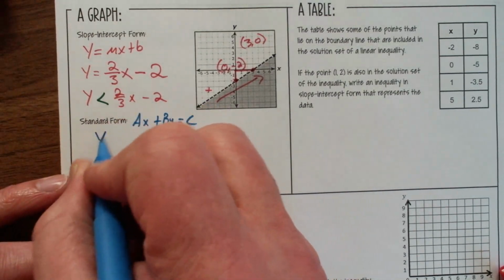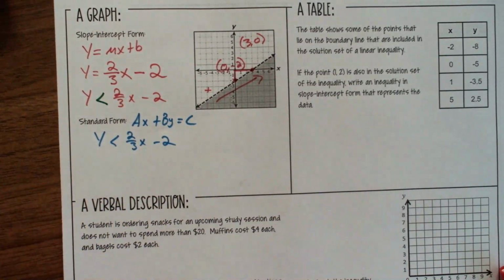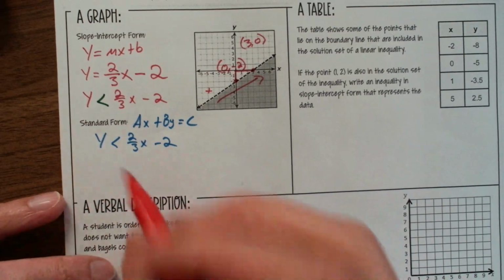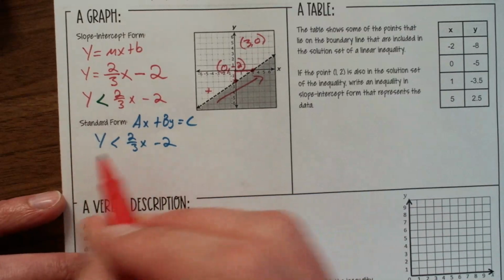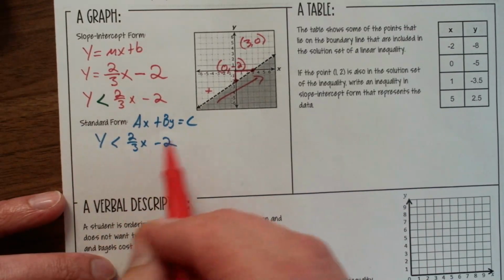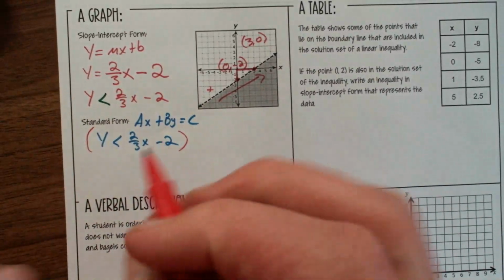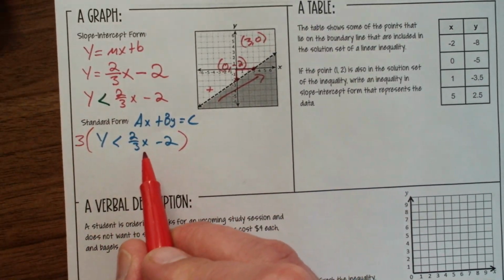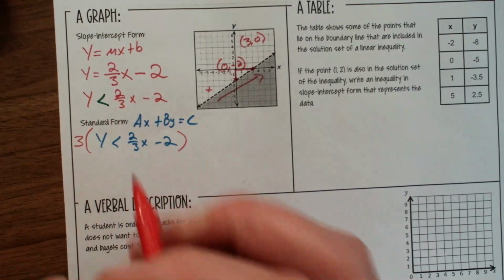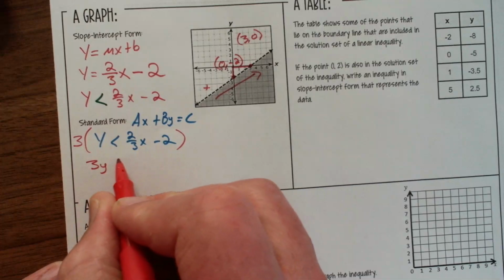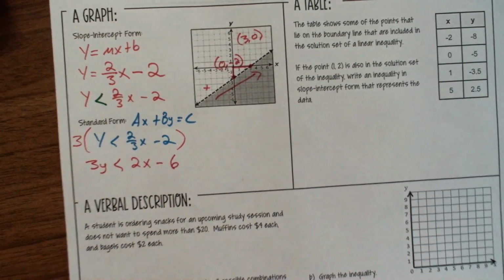We'll start with y is less than 2/3 x minus 2. The very first thing I'm going to do is I don't want to deal with this division right here. That's going to complicate things. If I have to do multiplication or something else like that later on, that's perfectly fine. The first thing I'm going to do is multiply everything by 3. 3 is my denominator here. If I multiply everything by 3, that's going to eliminate my denominator. So this becomes 3y is less than 2x minus 6.